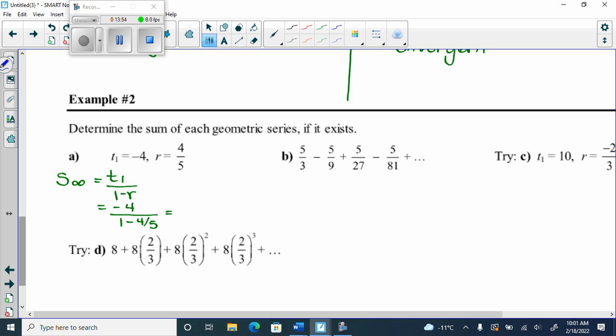You want to type it in? Yeah. No, there's not. Negative 4 over 1 minus 4/5. Oh, no, that's the term. Yes, that's term 1. I get what you're saying. It's subscript.